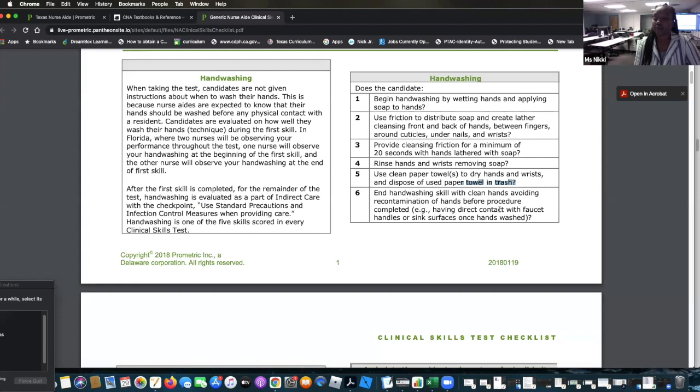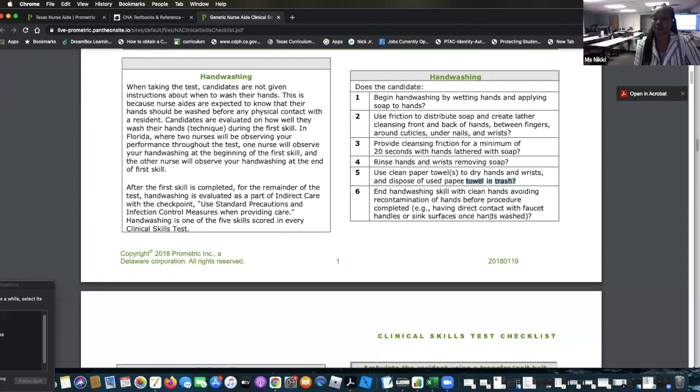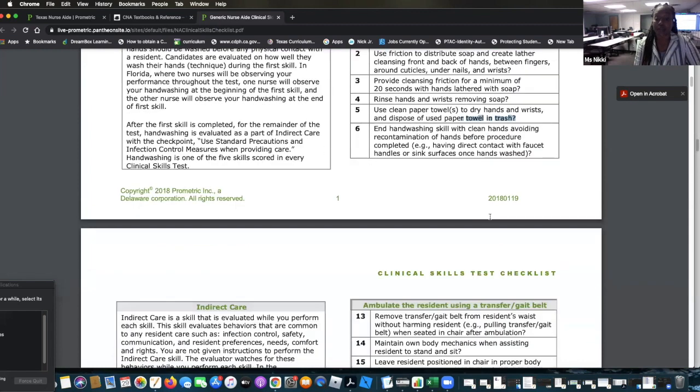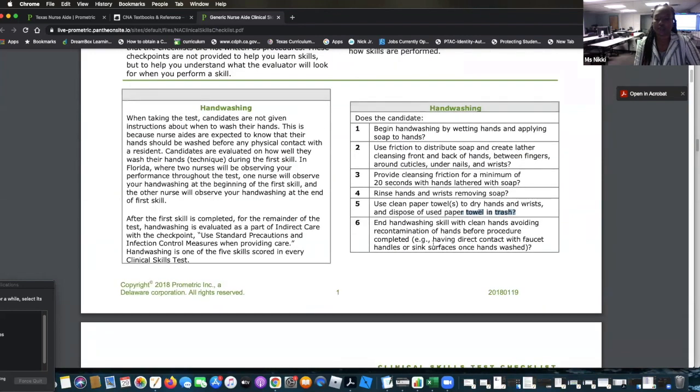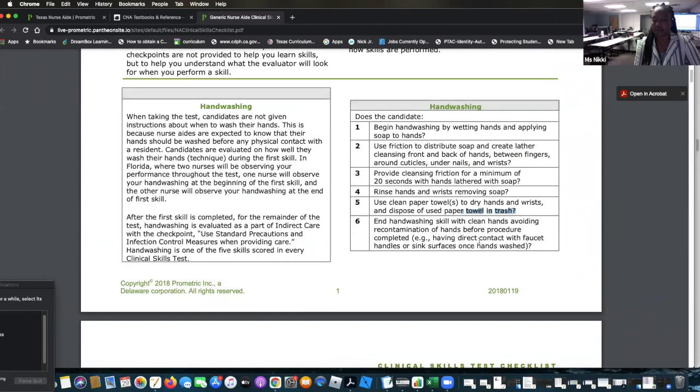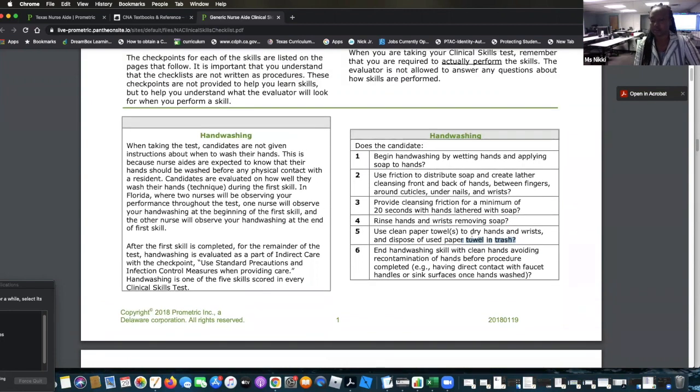For example, having direct contact with the faucet handles. Okay, there you go. Once your hands are washed, no, you're going to get a paper towel for that. All right, so they didn't really tell you how to do that. And that's where I come in and train you on how to turn off the water, how to turn on the water and all that good stuff.